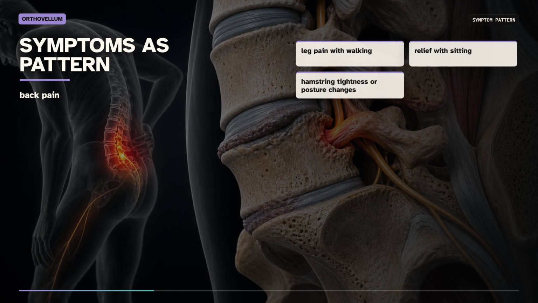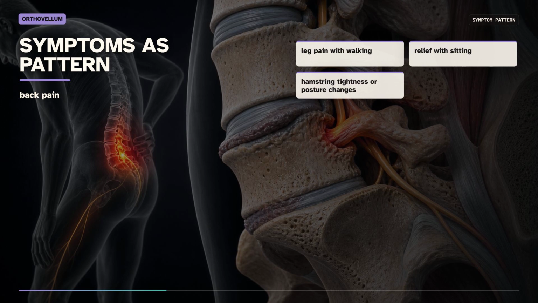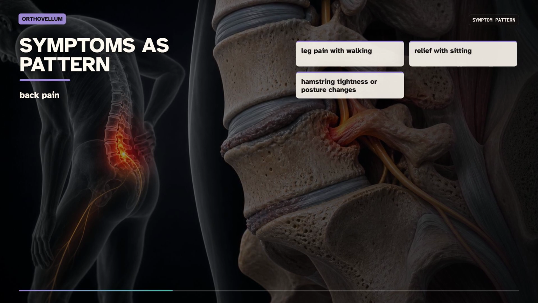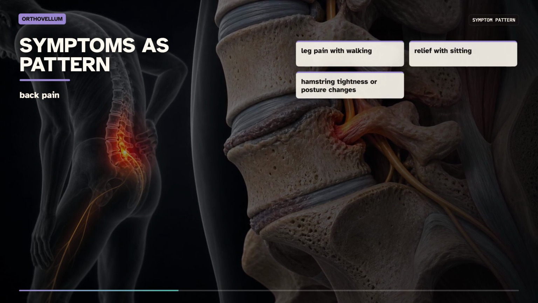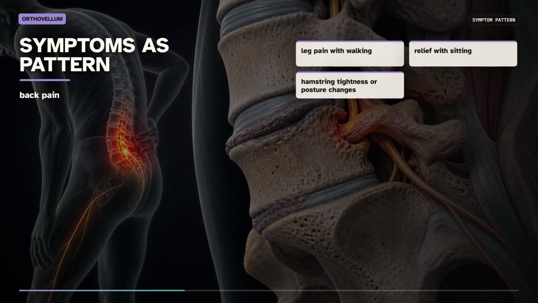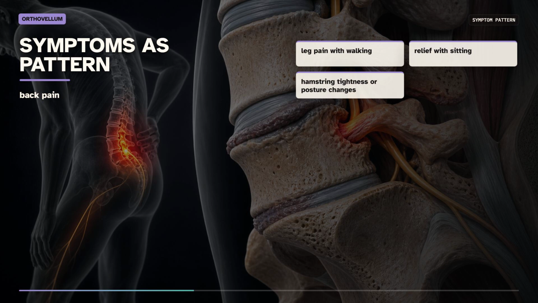The common symptoms cluster around back pain, leg pain with walking, relief with sitting, hamstring tightness, or posture changes. Symptoms matter most when they form a pattern. One symptom by itself can mislead. A cluster is much more useful. Listen for timing, load, swelling, night pain, mechanical symptoms, and whether the person is losing trust in the limb. Also listen for what the problem has taken away: sleep, walking, work, sport, independence, or confidence. The best history is not a questionnaire. It is a map of what loads reproduce the problem, what settles it, and what function is disappearing.